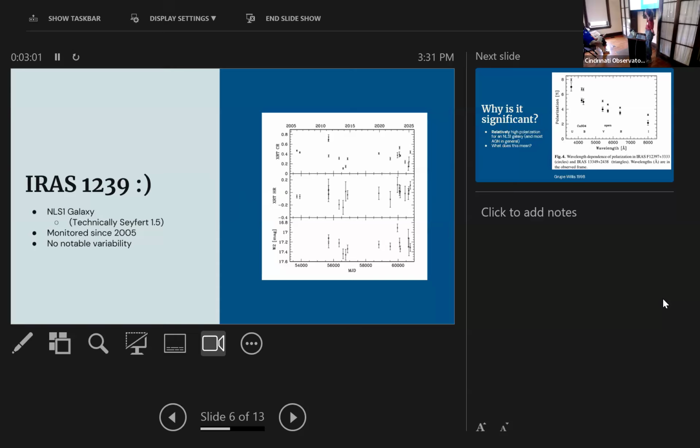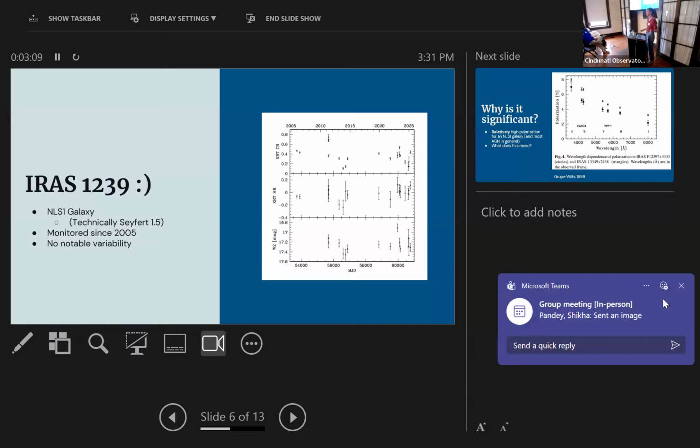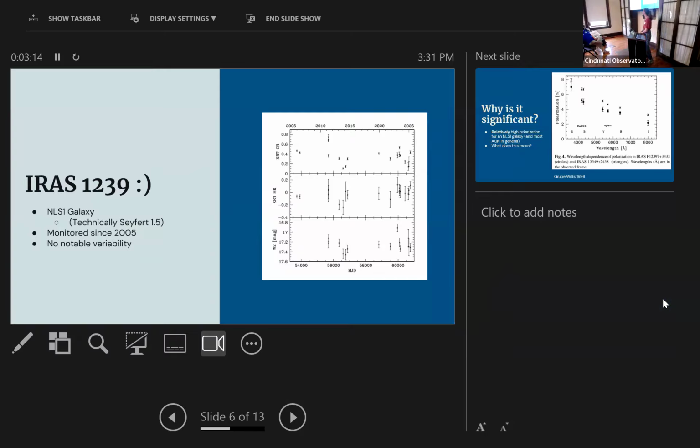So this is my galaxy. This is IRAS 1239. It is a narrow-line Seyfert-1 galaxy. Technically, it's a Seyfert 1.5, but for our purposes we're going to call it a narrow-line Seyfert-1. It's been monitored since 2005. We have about 25 observations, and there's no real notable variability here. These are our Swift observations, like what Mark or Dr. Gruber had.